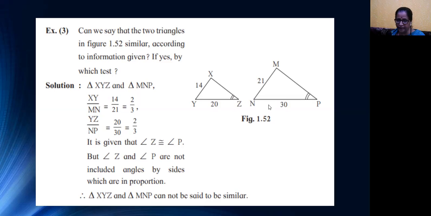This Y and Z and P is given, so that we cannot say that triangle XYZ and triangle MNP can be said to be similar, because including these two sides there must be one angle, Y and N, but it is given Z and P. So these two triangles are not similar.